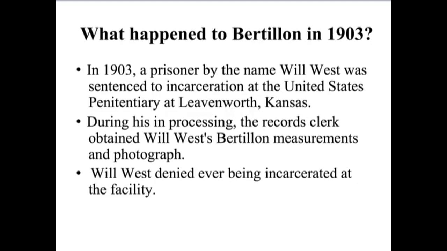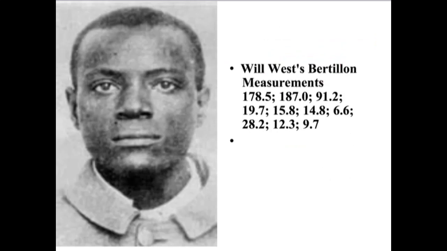So in 1903, there was a major event with an individual named Will West. He was sentenced to incarceration in a penitentiary in Leavenworth, Kansas. During the process of booking him, they took his measurements and photographed him. He denied ever being imprisoned prior, though they had records in his name with his measurements and his photograph. He adamantly refused that he had ever been in prison before.